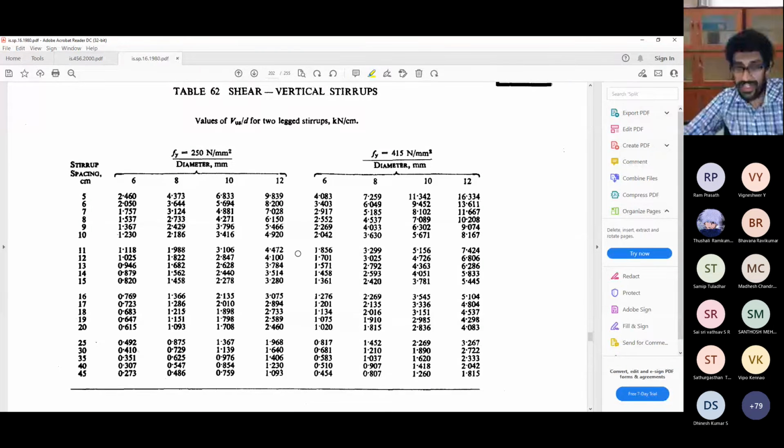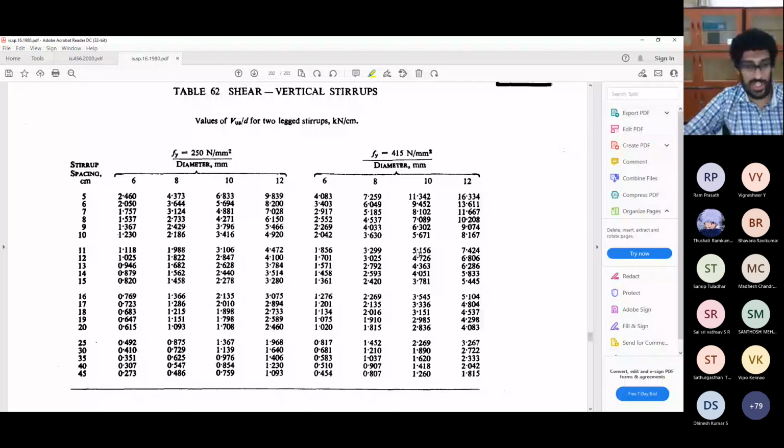The other thing is, this table is only for two-leg stirrups. It's not for 3, 4, 5 or any other number of legs. It is used only for two-leg stirrups. But for most beams, you'll be using mostly two-leg stirrups. Only for very, very big, broad, deep beams will you have more legs in the stirrup. For that case, you cannot use this table. You have to use the formula and find out.